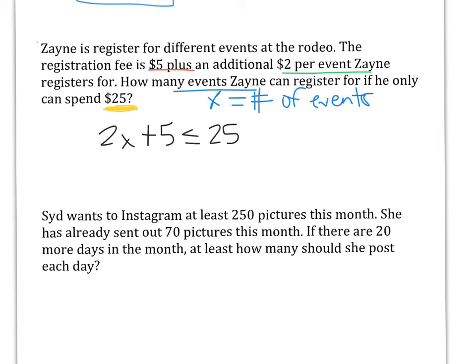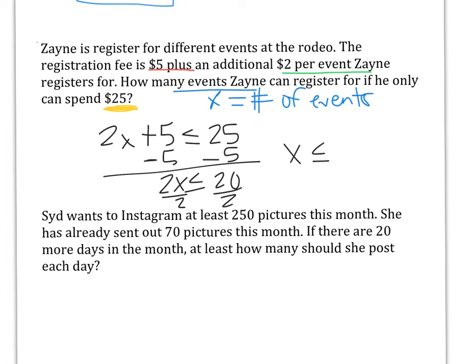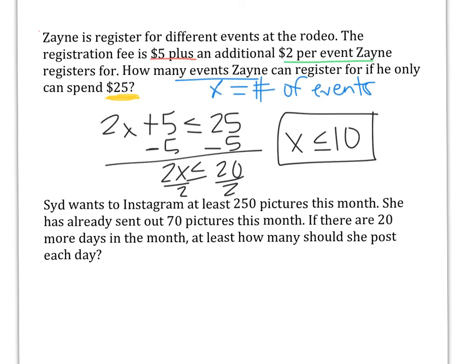And now we'll solve by subtracting 5. 2x is less than or equal to 20. So Zane can be in up to 10 events and then still have enough money for the $5 registration fee and then all 10 events in this rodeo. Okay, let's move on to the other word problem.